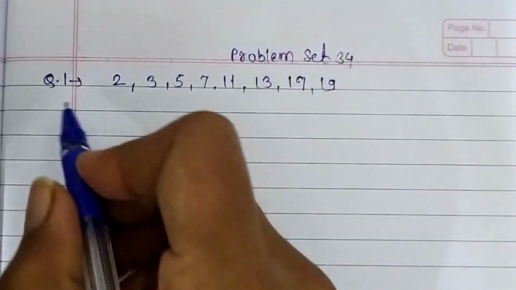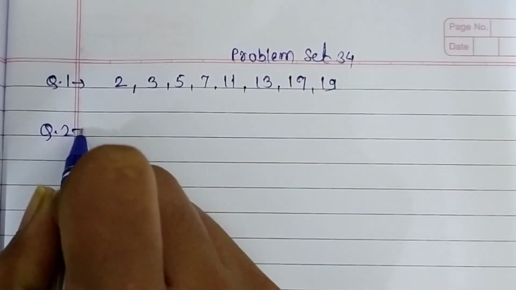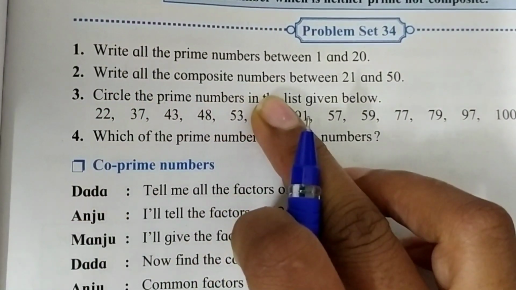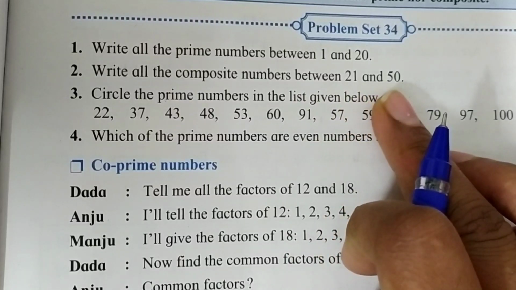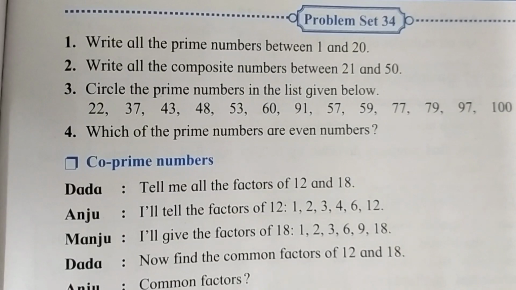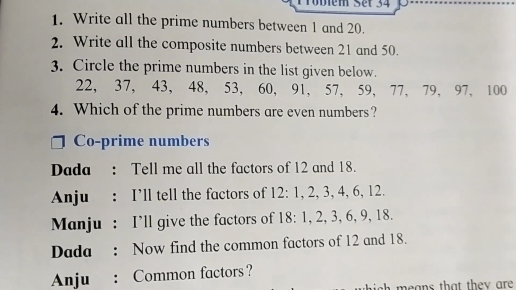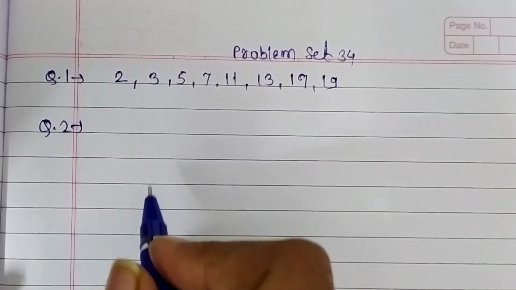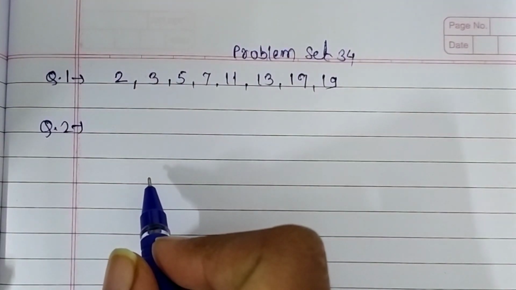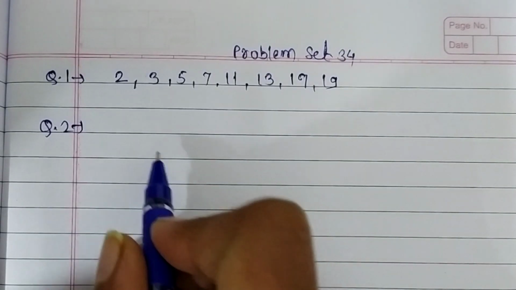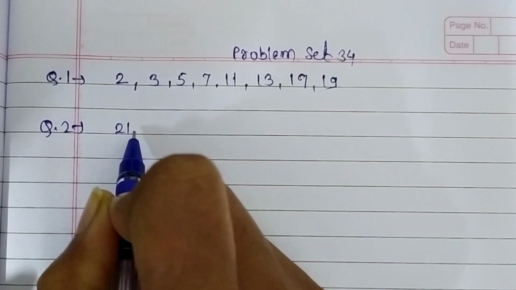Now our second question is, write all the composite numbers between 21 and 50. Now a composite number means a number which has more than two factors. So we have to find out the numbers between 21 and 50. So we are going to start from 21 here.